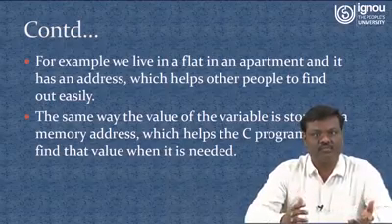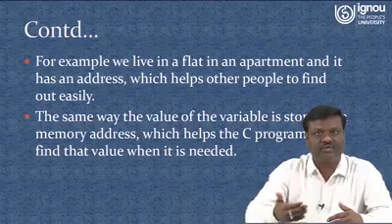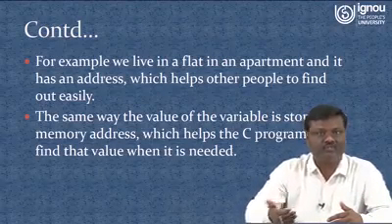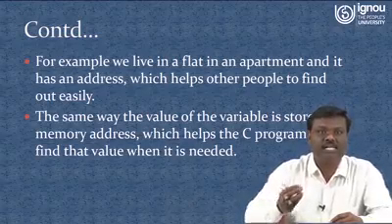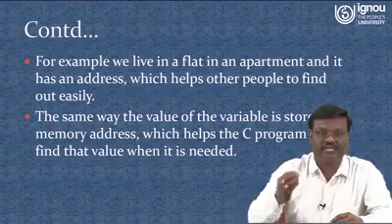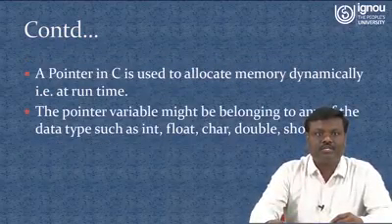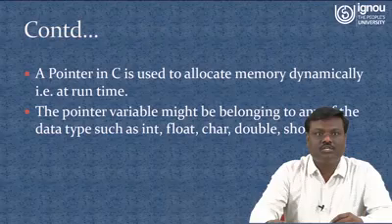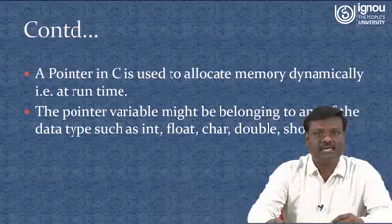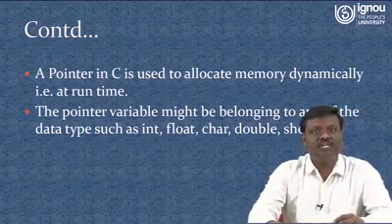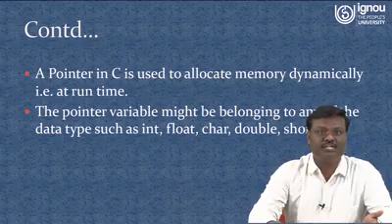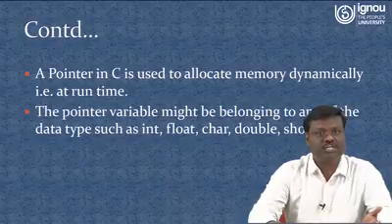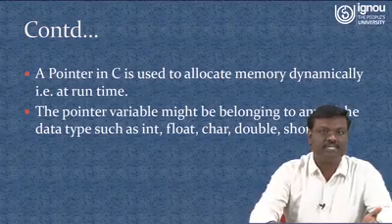A variable is a normal variable which we use in the programs in order to store the values during the course of the program. However, when we talk about the pointer variable, it stores the addresses of the variables. So a pointer in C is used to allocate memory dynamically at runtime. The pointer variable might belong to any data type, as I told you, like an integer pointer variable, a float, character, double, short integer, long integer, whatever the case may be.